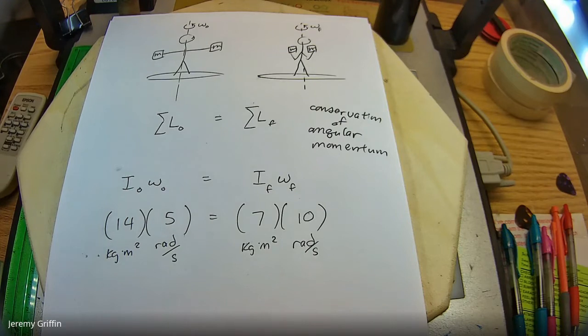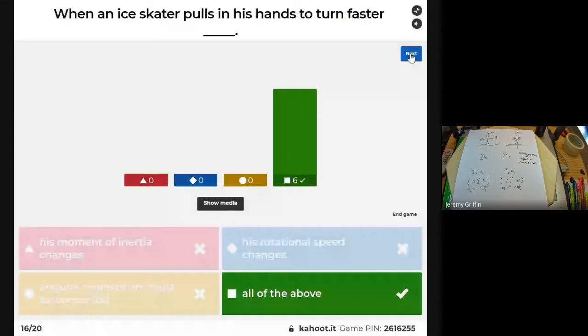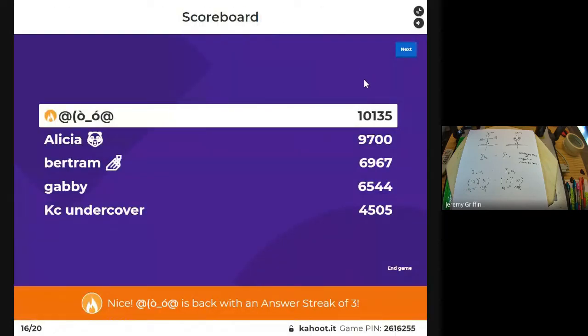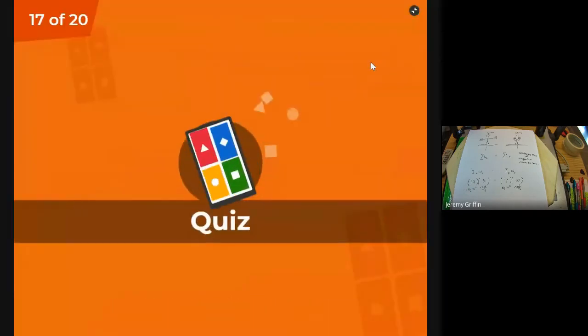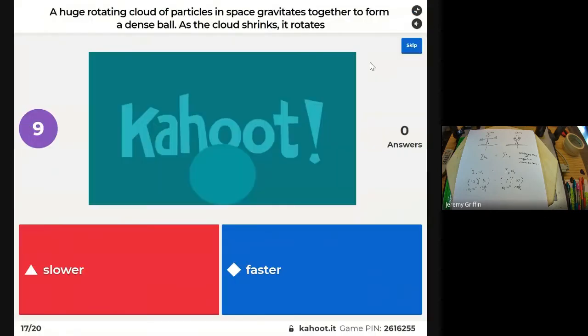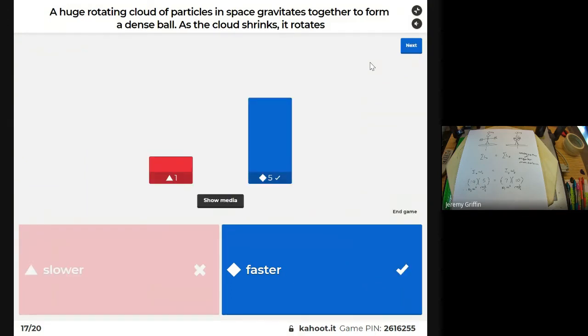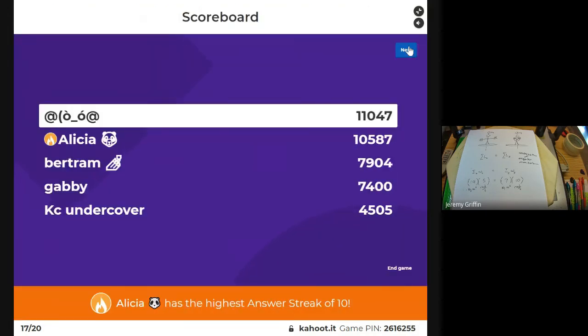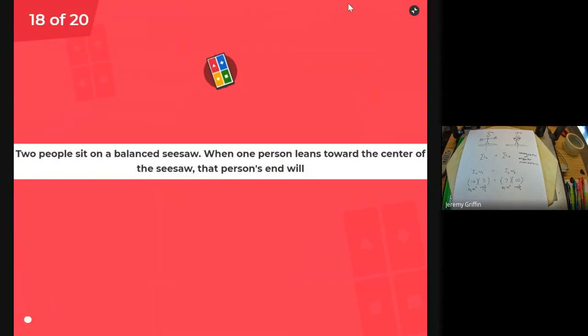So present screen to share. We got Caterpillar on fire. Alicia, Bertram, Gabby, Casey undercover. Huge rotating cloud of particles in space gravitates together to form a dense ball. As the cloud shrinks, it rotates how? Yeah, faster, which is the exact same principle as I just drew over there with Paul Hewitt on his turntable, the ice skater question. It's the exact same question, really. Conservation of angular momentum. Alicia on fire, Caterpillar still in the top spot.